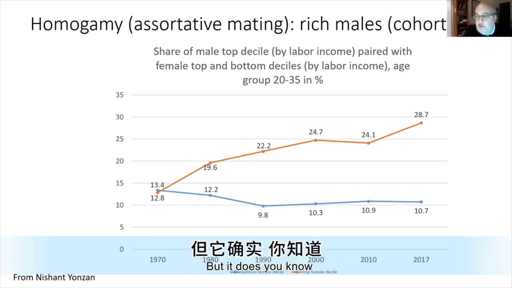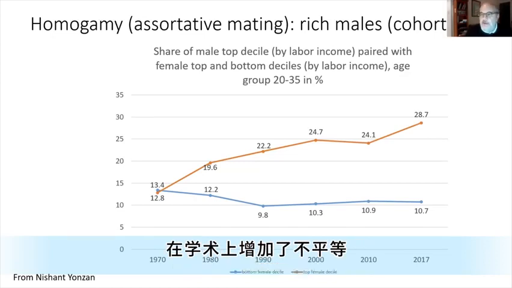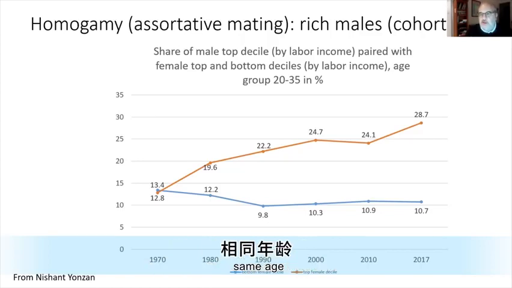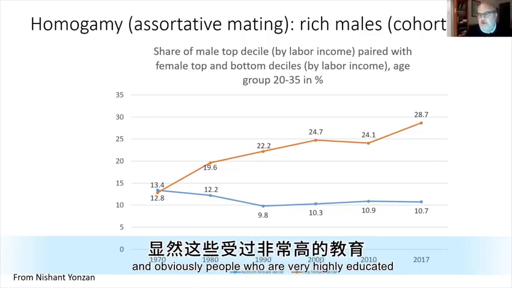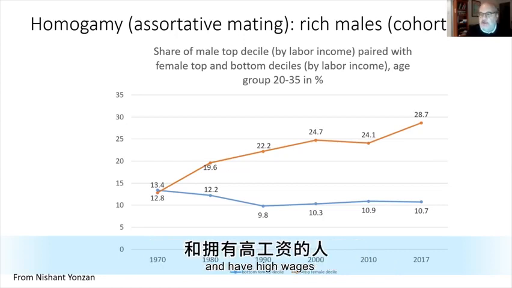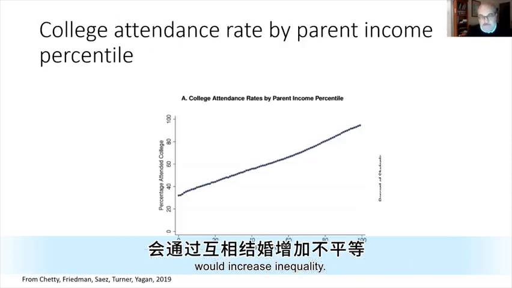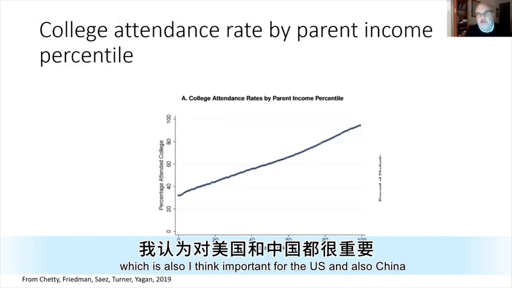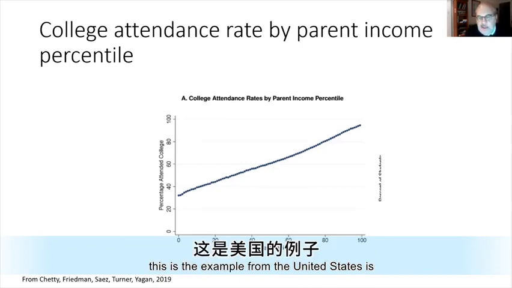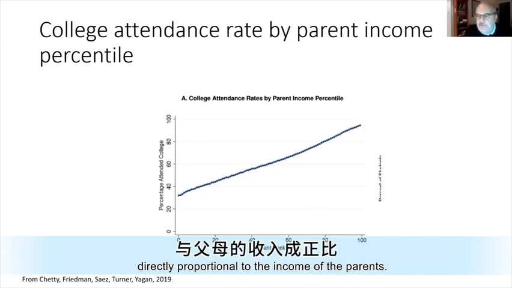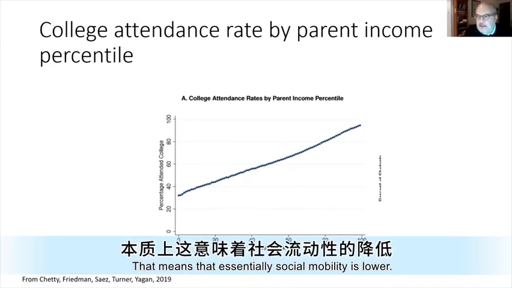But it does mathematically increase inequality, because you have people of the same status, same wage, same education, marrying each other, and people who are very highly educated and have high wages, by marrying each other, would increase inequality. So the last point, which I think is important for the US and also China, is the example from the United States, that college attendance rates are directly proportional to the income of the parents. That means that essentially social mobility is lower.